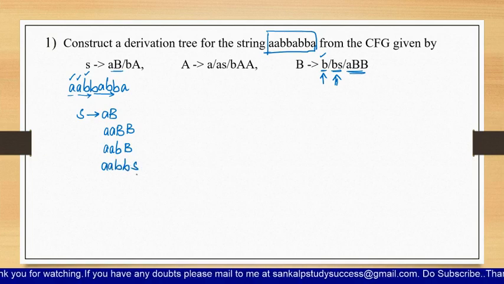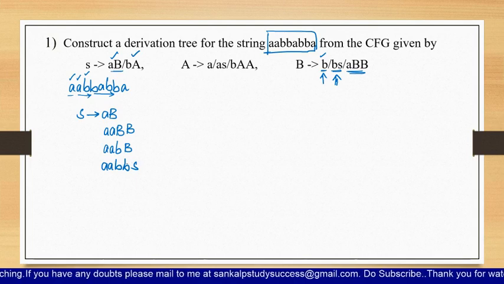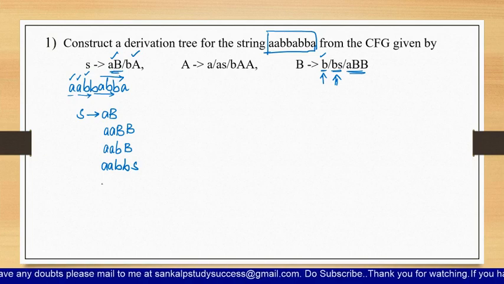And now here in place of S, what are we going to substitute, either AB or BA? We are going to see from the input string. After AABB, it is starting from small a. That means it is A and capital B. So we are going to substitute AABB and A capital B.